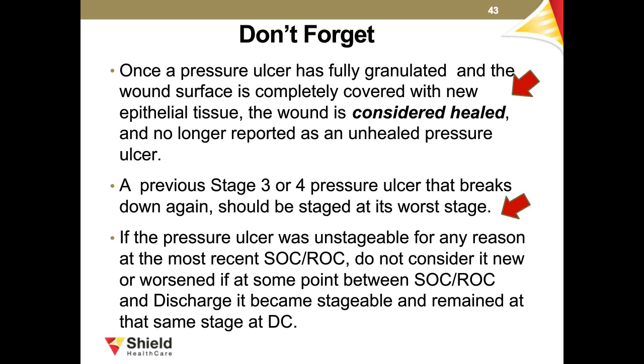Because it will never be coded less than that. And if the pressure ulcer was unstageable for any reason at the most recent start of care or resumption of care, you cannot assume that it's worsened now, because unless at some point between the start of care, resumption of care, and discharge it became stageable, you don't know what stage it was to begin with. So how can you say it's worse at discharge, whatever stage it is at discharge? I don't have a base to go against for that.